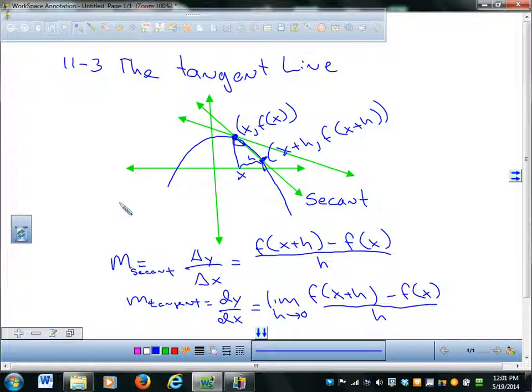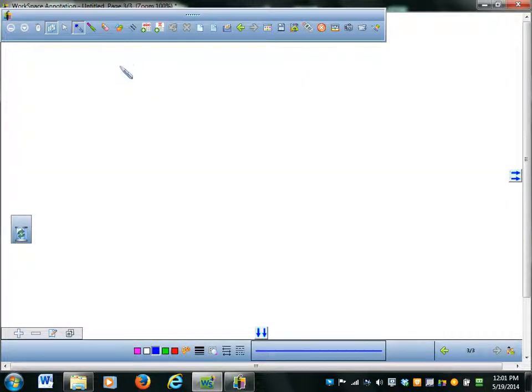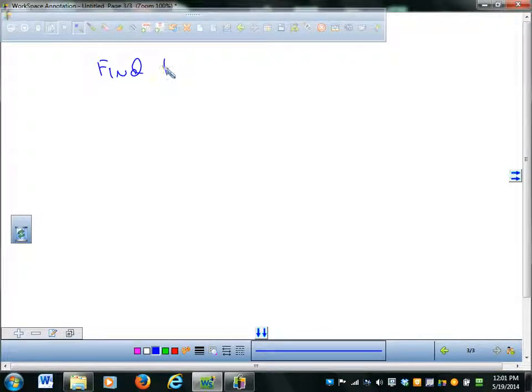So how do you use that? I don't like that paper. I like this paper better. Could see better on it. Find the slope of the graph. Find the slope.